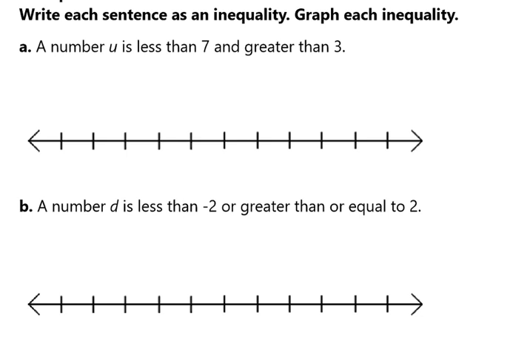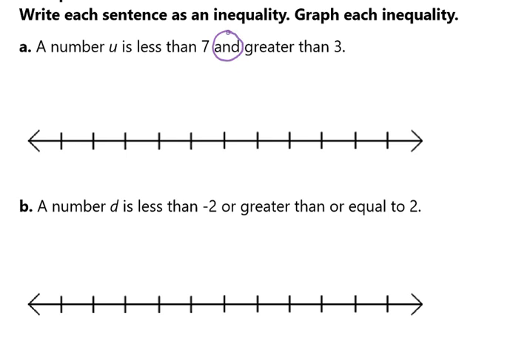In this video, we're going to be writing sentences as compound inequalities. Then we'll graph the inequalities that we write. So in this first example, we have that a number u is less than 7 and greater than 3. So there's our magic word, the word and.